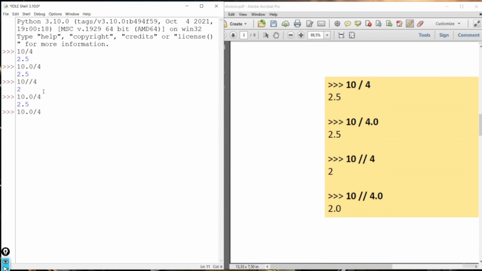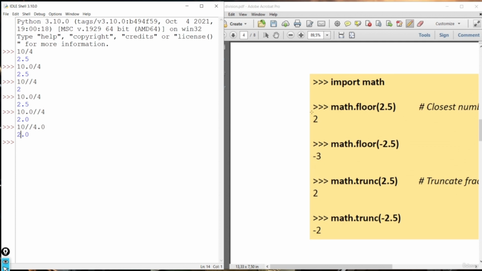Sorry, I used a single slash, I should use a double slash. If I use a floating point number for the first one, the result will be a floating point number. It is still floored to the nearest smaller integer, but the result is floating point. If I type 10 // 4.0, the result is again 2.0.